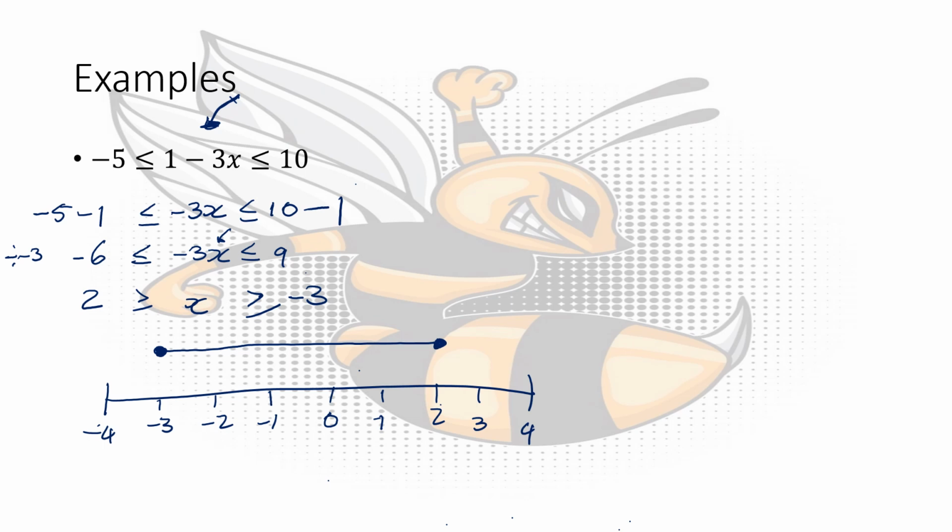And ladies and gents, that's about it at the end of the day for inequalities. All you need to do is what you do on one side, you do on the other side. And if you still just want to get x alone, and if you divide by a negative, you should just flip your inequality signs around.